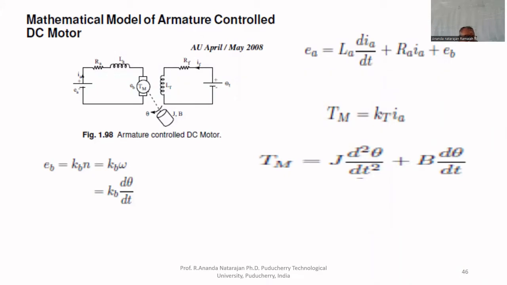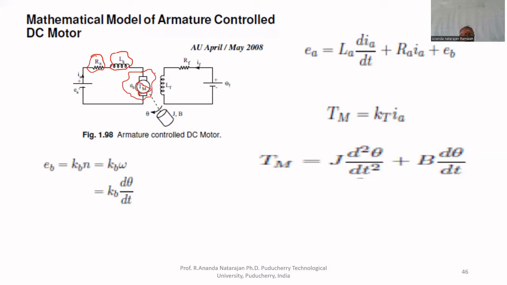Mathematical model of armature controlled DC motor. Armature controlled DC motor. This is the armature. The armature resistance and inductance are mentioned here. A torque will be developed in the armature. That is called TM, the mechanical torque developed in the armature.